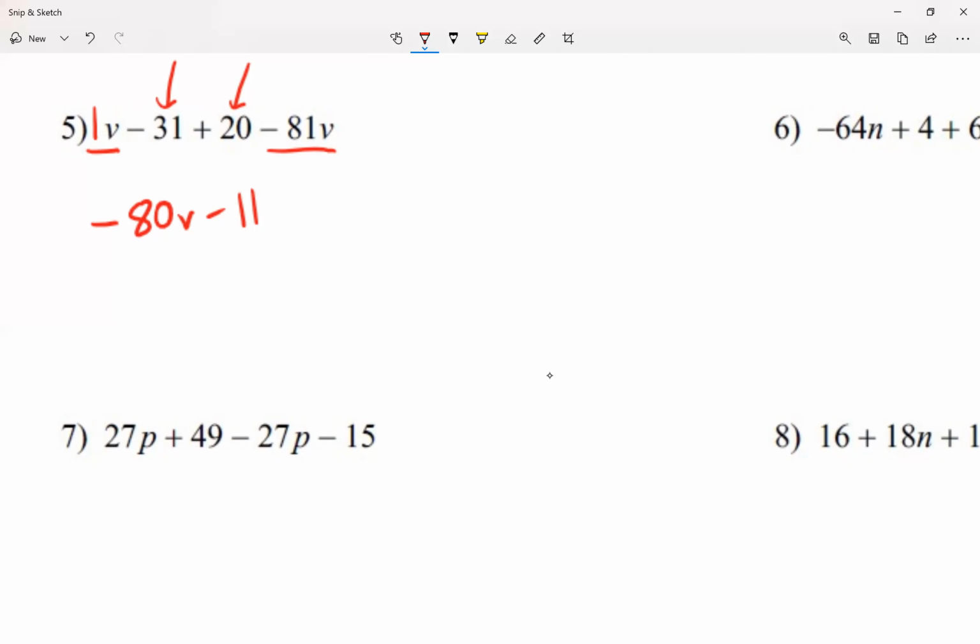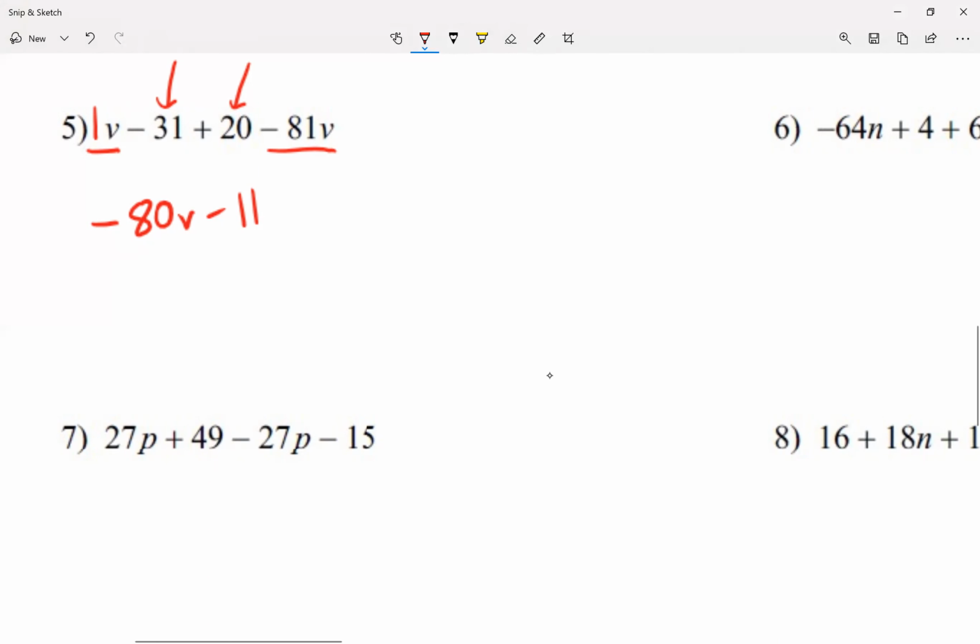Now, I have 2 terms. If you notice, one term is a negative 80v, and the other one is minus 11. Now, those 2 I cannot combine, right? I'm not going to be able to combine them because one of them has a letter, the other one does not. So that's going to be my answer.